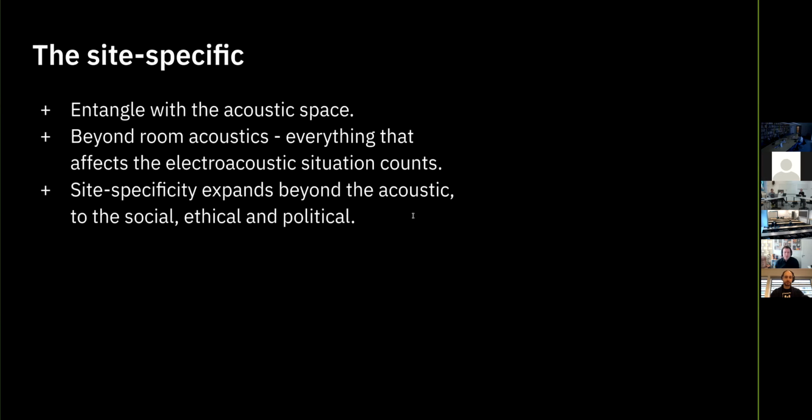Following from the previous concept of room scale acoustic feedback, it is clear that the room itself then is an important actor in this music. And this is true technically, but most of all artistically. And what I mean by that is that in our work, we strive to entangle with the specific qualities of the acoustic space that we investigate. The acoustic space here means then all aspects that contribute to the electroacoustic situation, such as speakers and microphones, not just the room acoustics.